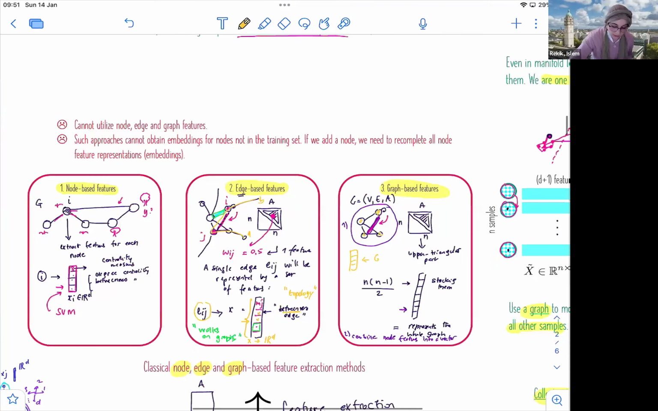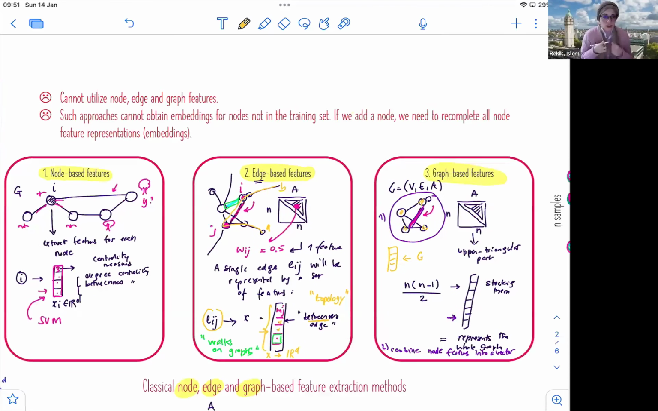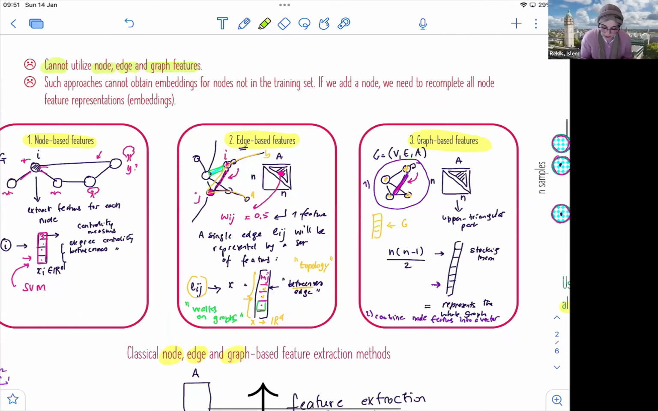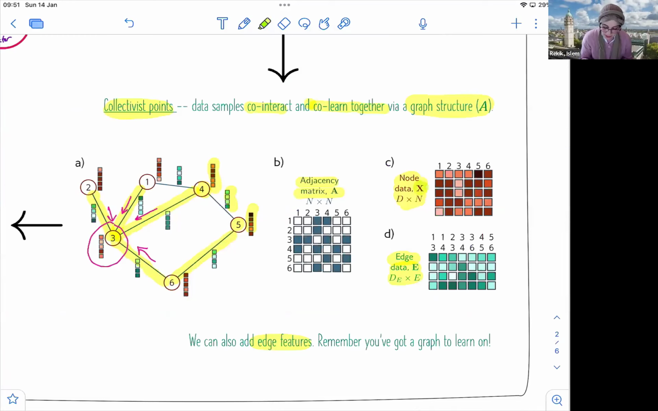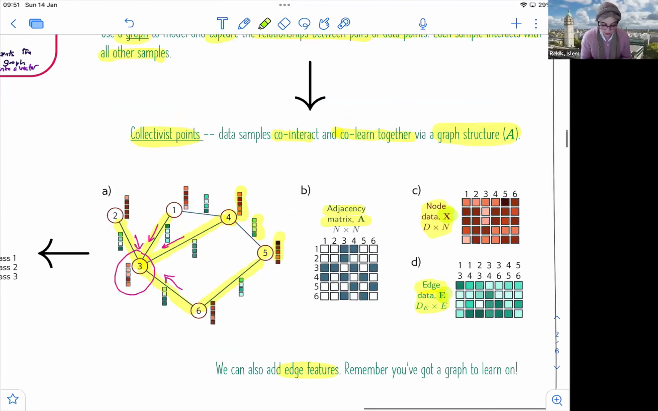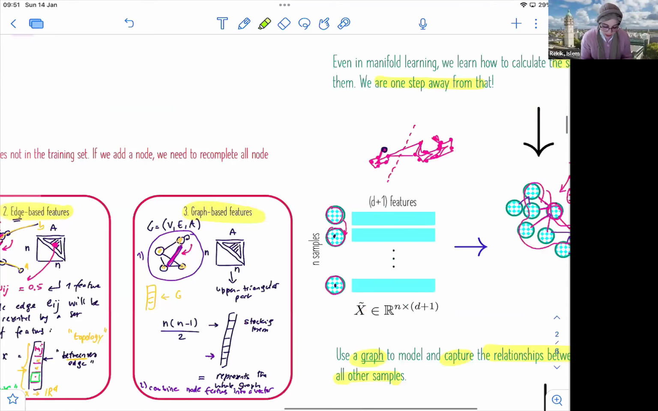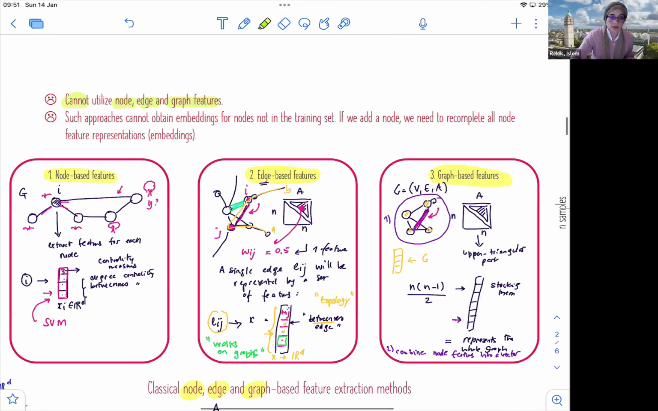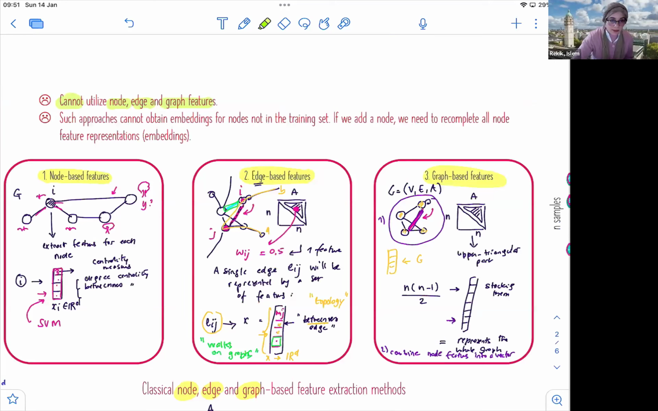However, all of these are traditional methods. They extract features using the A matrix, okay? So all of these conventional methods cannot use node, edge, or graph features, which means they don't use the feature matrix X and the E matrix here. They are only relying on the adjacency matrix, which is the topology, the structure of the graph, okay? So all of these methods cannot integrate that.